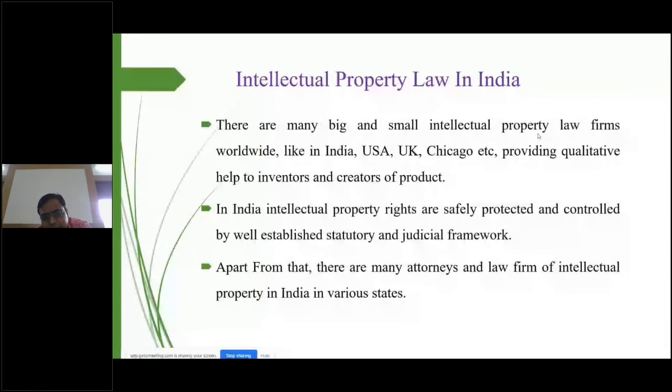Apart from that, there are many attorneys and law firms of intellectual property in India in various states. If you are not aware of that, there are many attorneys available in our surrounding areas. They can help you write the proposal of the patent. We cannot write this proposal in one or two steps. We require a scientific, typical technical language to write this proposal related to your patent. So we need the attorneys to file this proposal.